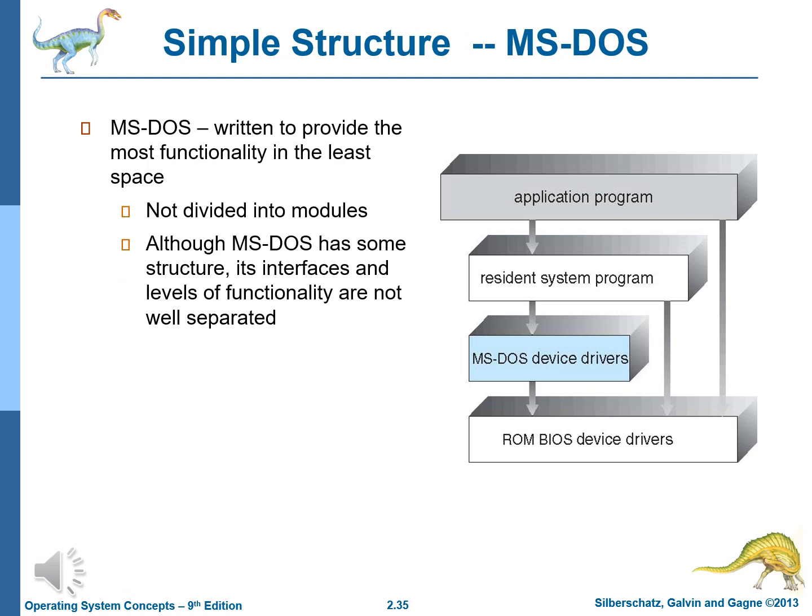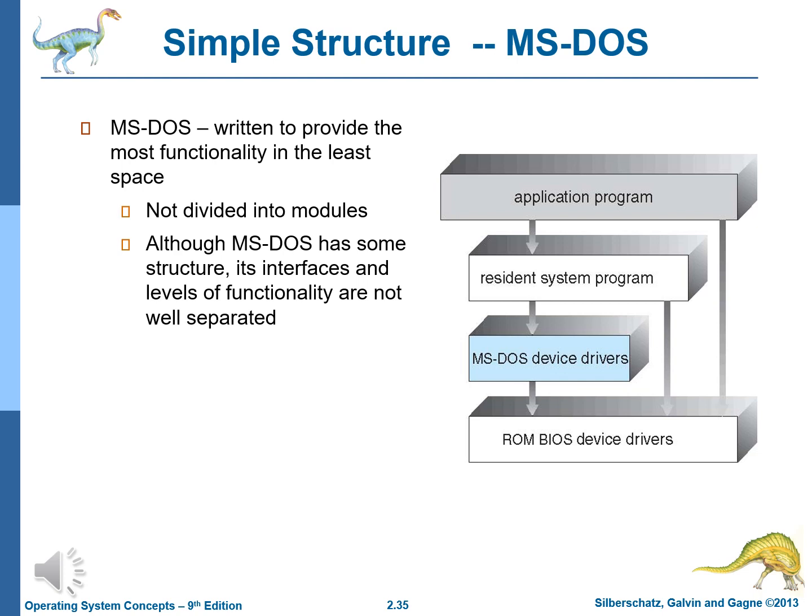Simple structure. Many operating systems do not have well-defined structures. Frequently, such systems started as small, simple, and limited systems and then grew beyond their original scope. MS-DOS is an example of such a system. It was originally designed and implemented by a few people who had no idea that it would become so popular. It was written to provide the most functionality in the least space, so it was not carefully divided into modules. The given figure shows its structure.